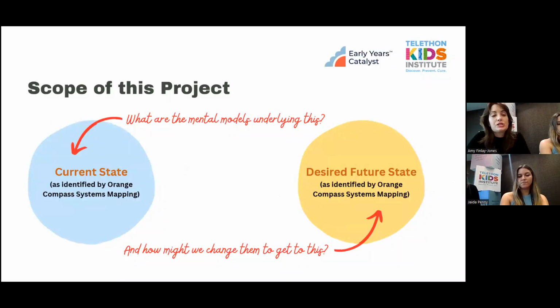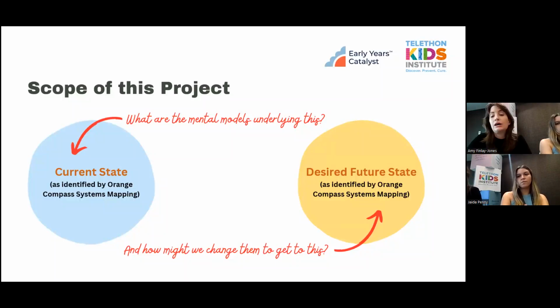As I've mentioned, we had this wonderful work done by Orange Compass in identifying the current state as well as the desired future state. And so the scope of this project has really been focusing on what are some of the mental models underlying the current state as defined in the systems mapping process, and how might we start to change them to get to the desired future state.